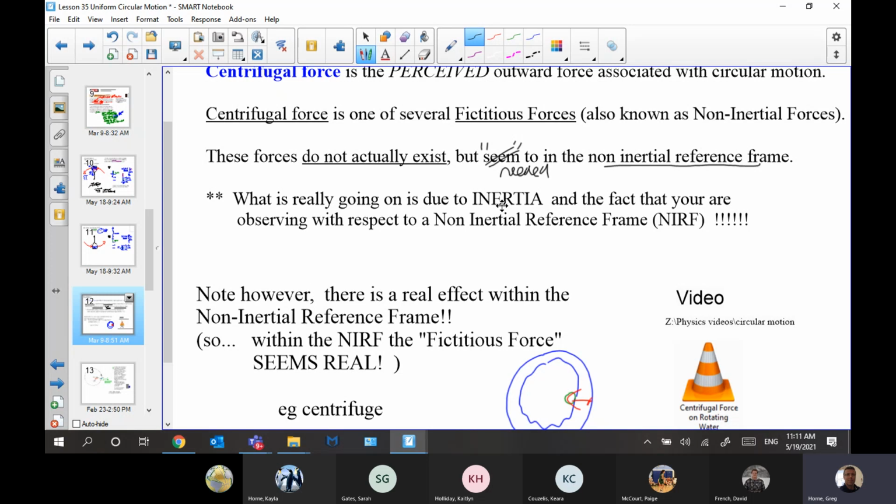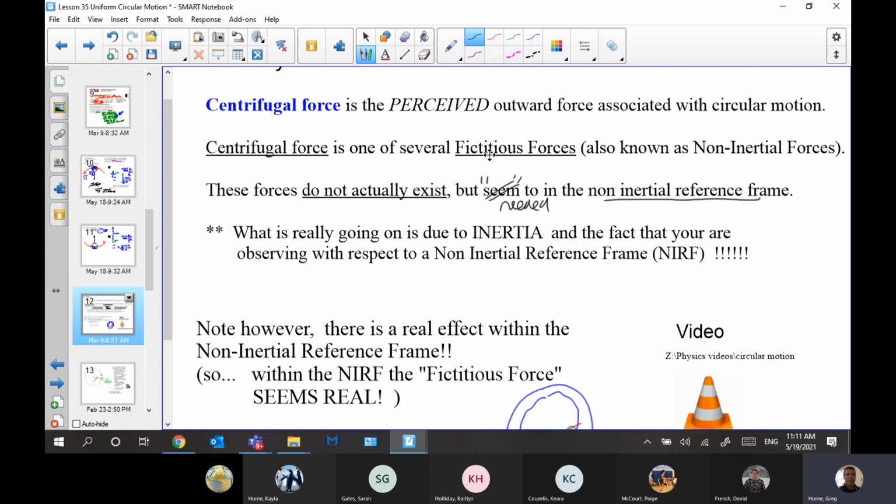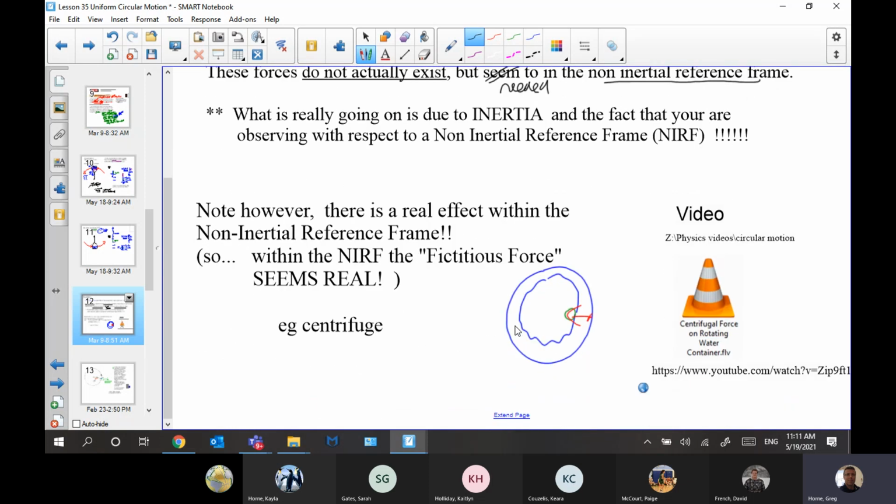So what's really going on, of course, is inertia. It's due to inertia in this inertial reference frame idea, right? And then basically you're observing with respect to a non-inertial reference frame, and so it seems like there are other forces needed to explain the motion. So this version of this page is from further back in my thought process. We're saying, however, there's a real effect, of course, in a non-inertial reference frame. That's why I'm saying it's needed, right? So it's a needed force because it's a real effect.